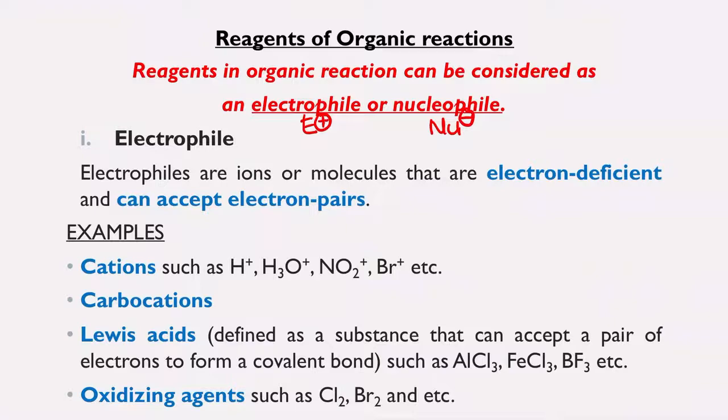Electrophile means that dia suka electron. Okay, so electrophiles are ions or molecules that are electron deficient atau electron poor. So it doesn't have enough electrons, so therefore it wants electrons and it can accept electron pairs. Okay, so electrophile suka electron, accept electron. Okay, dia nak electron. Okay, the examples of electrophiles we have are cations such as these, carbocations yang tadi kita dah tengok, Lewis acids. Okay, they are electron acceptor.